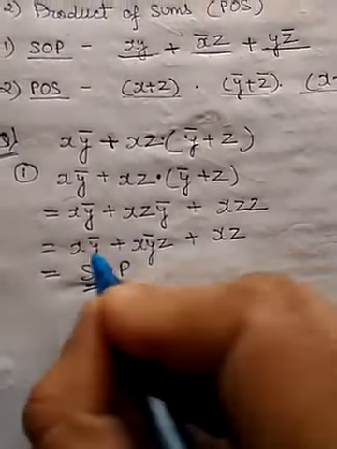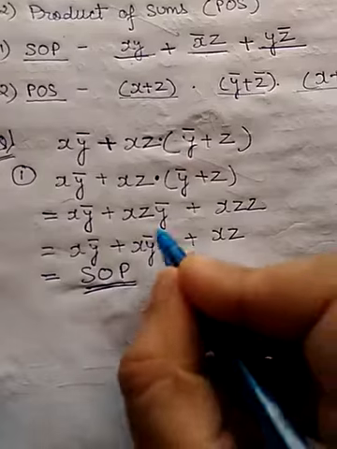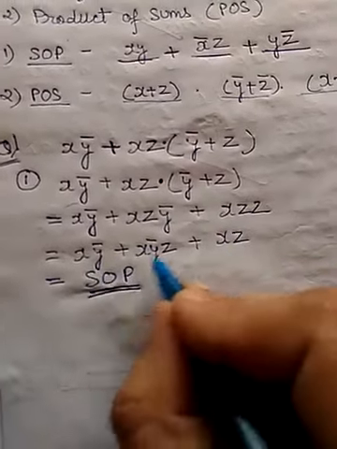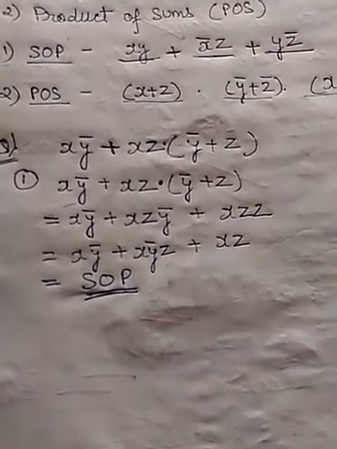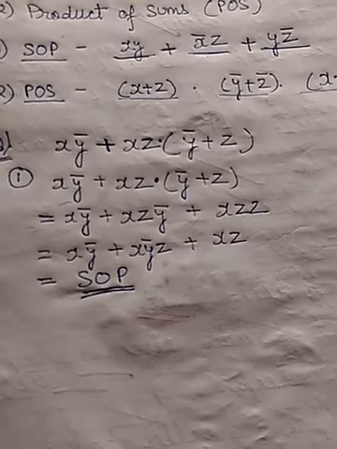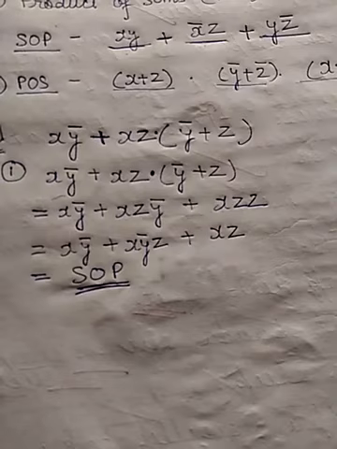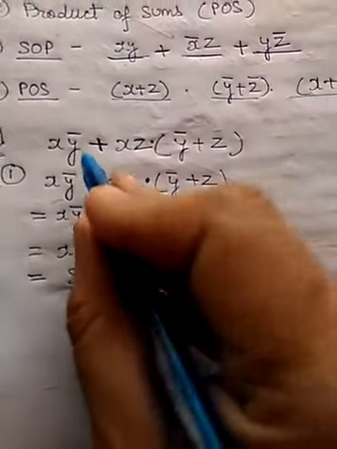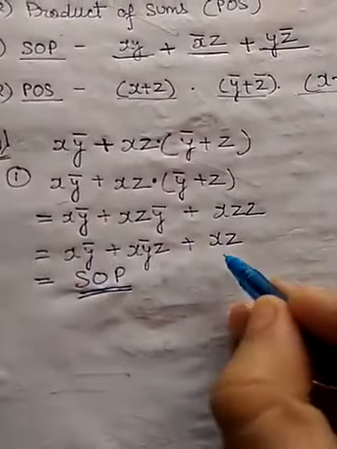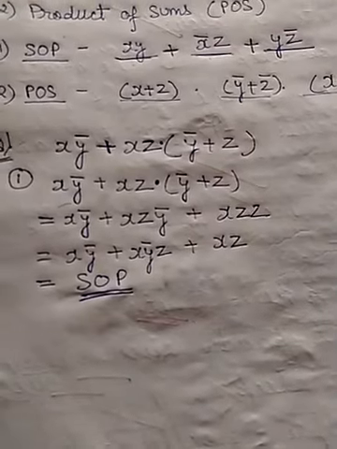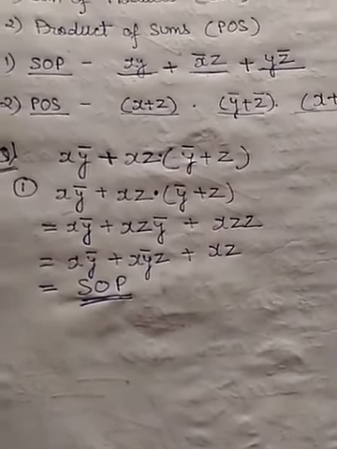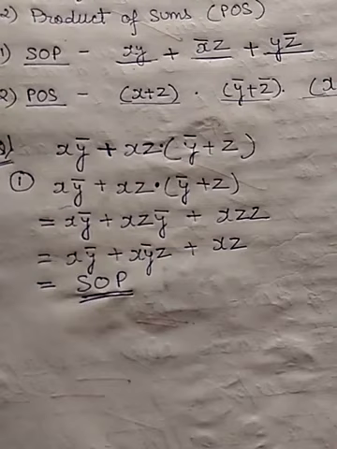Sum of products. So this is the standard term of Boolean function. You can get this question in your examination also, to prove this LHS equal to RHS. So this is the most popular question which you generally get in your examination to prove the relation.